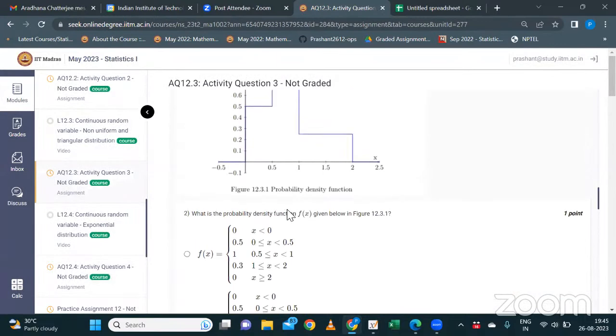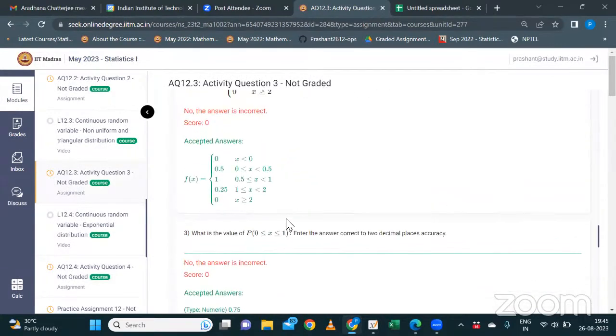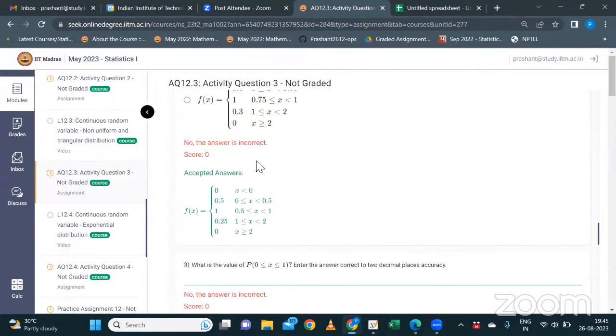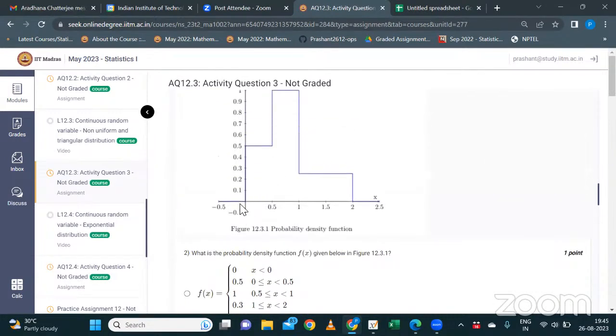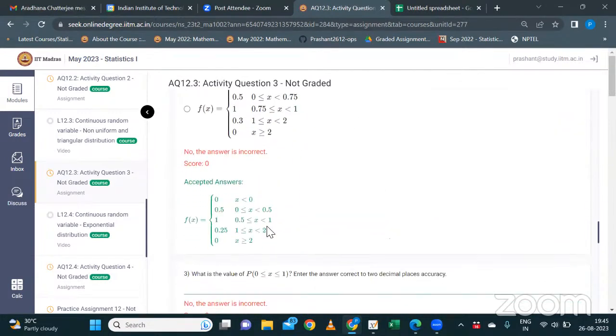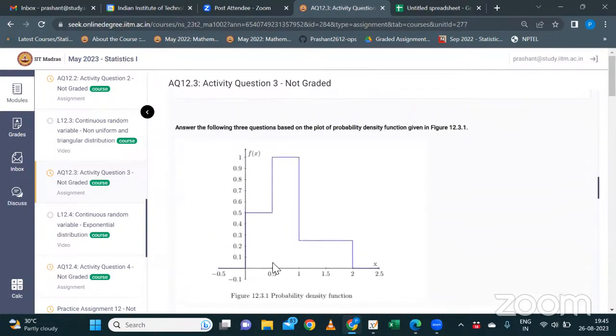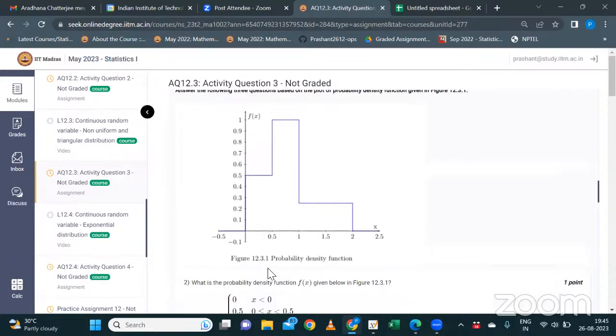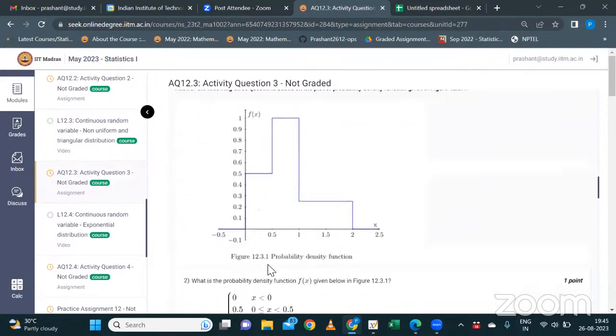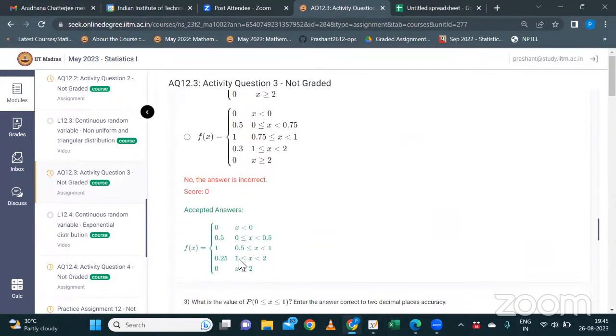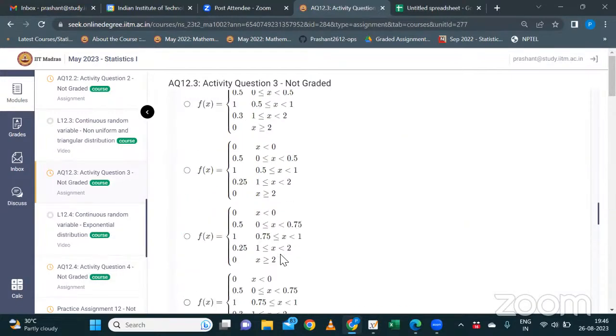Okay, so this f of x you can find out from the area of the curve, right? Because if you see x less than 0, it's 0, right? Because there is not any value. Now if you see 0 to 0.5, it is taking 0.5, correct? Yes, sir. And what about 0.5 to 1? That's 1, right? Yes, sir. Okay. Same thing.